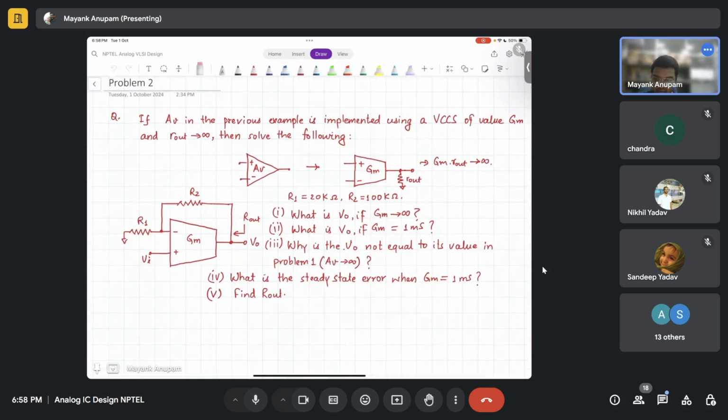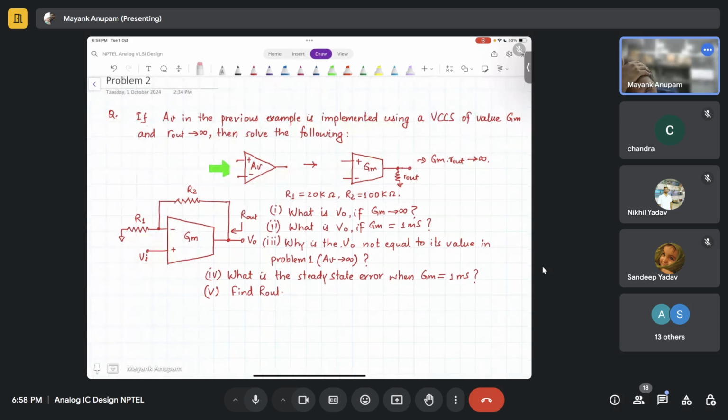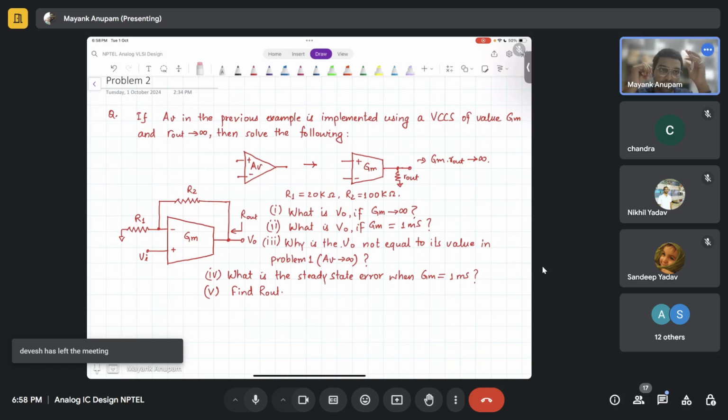So in this case, the op amp VCVS, we do not get it like this, right? As you already know, we have to implement it using some VCCS. There is some GM and there is some R out. So the first priority which we had earlier, what was the first priority? We need to have infinite DC gain, right? We want to have infinite DC gain, isn't it?